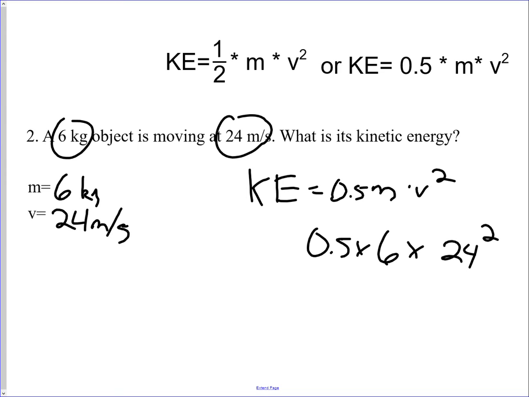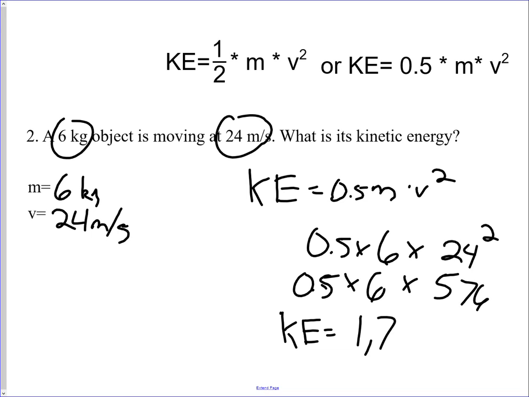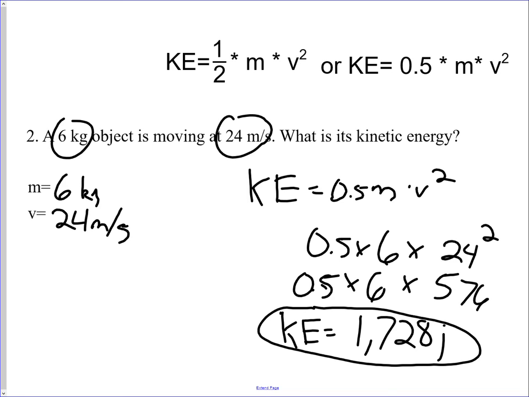So once again, I can put that in my calculator. I can do the squared button, so I would put 24 squared, or I could also do 24 times 24, and that's going to give me 576. Then I times 6, and then times 0.5. I put those in my calculator, and I get a total for my kinetic energy of 1,728 joules. Okay, and that's my answer. Pretty straightforward.